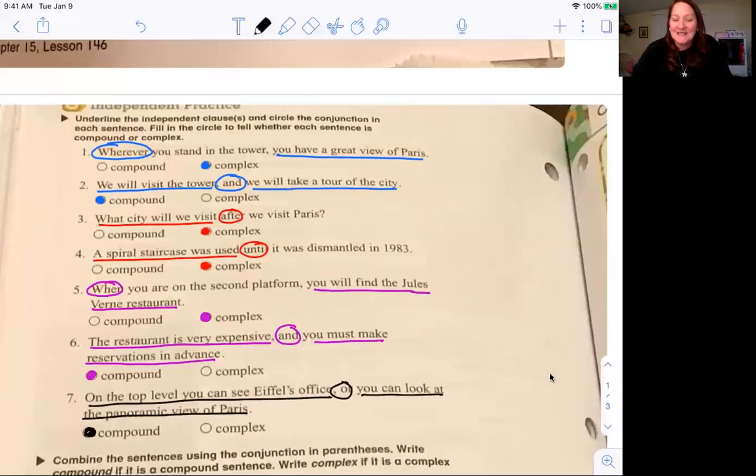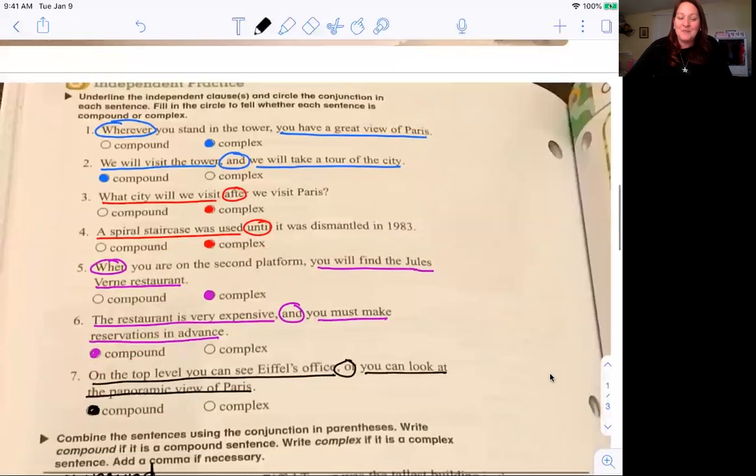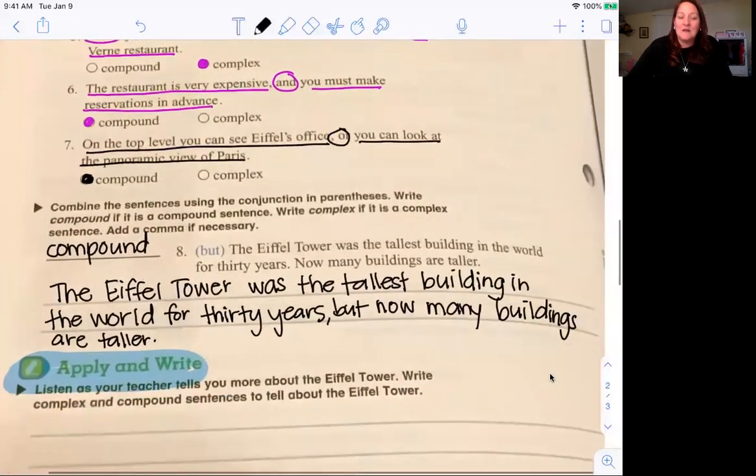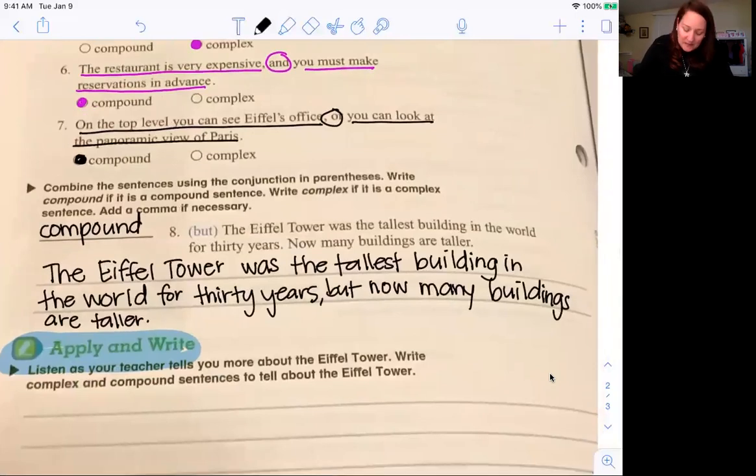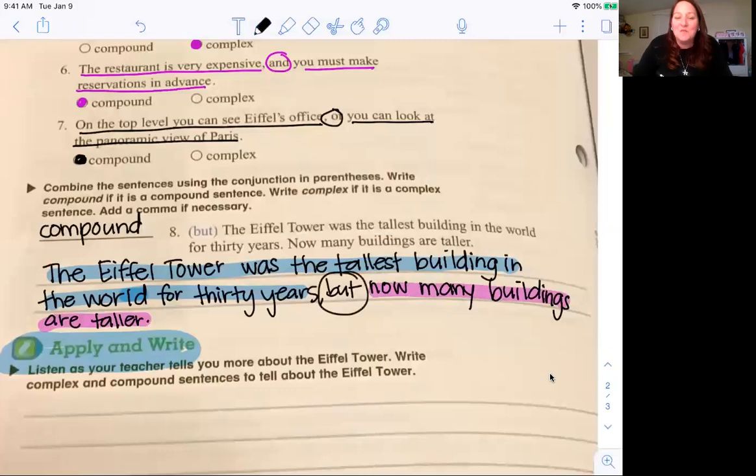Okay, I want you to check 6 and 7, see how you did there. And then let's look at 8. We have a compound sentence because we're joining two independent clauses. We're joining the Eiffel Tower was the tallest building in the world for 30 years. And then we're joining now many buildings are taller. And it's joined together with a subordinating conjunction of but.